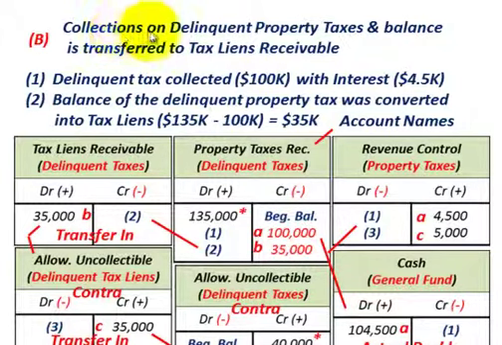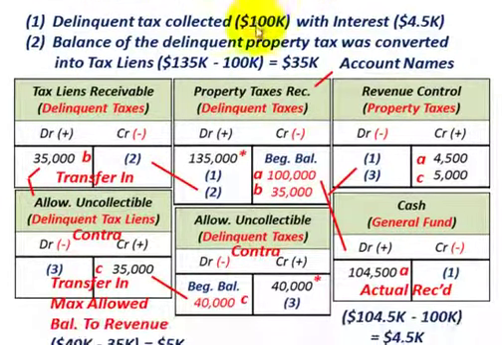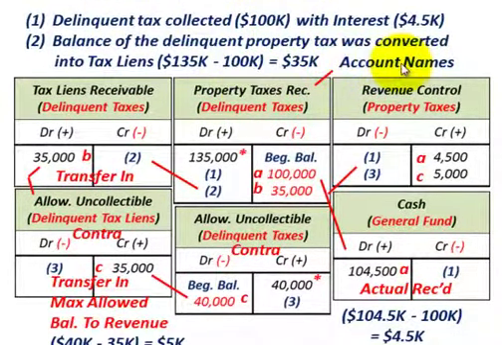Here we're going to be looking at collections on delinquent property taxes, where the balance after our collection of those delinquent property taxes is going to be transferred to a tax liens receivable. Okay, so what are we talking about here? Now, what I want you to look at here are those account names.